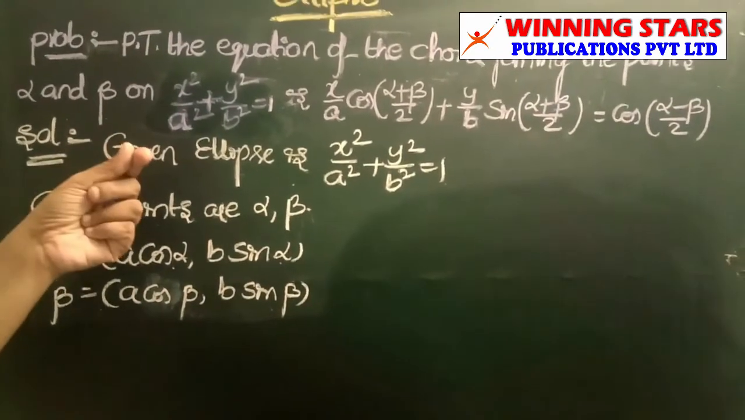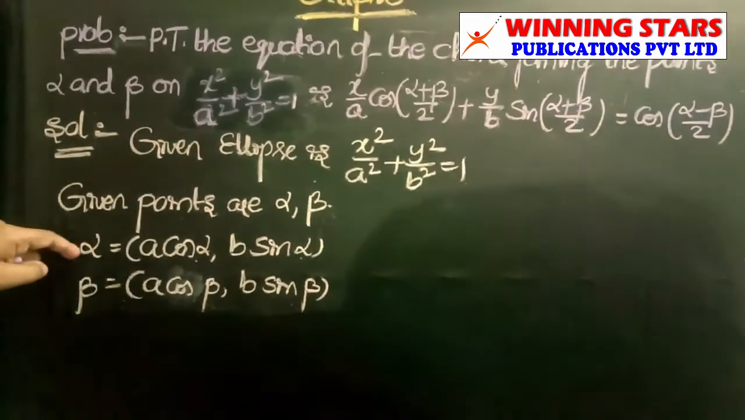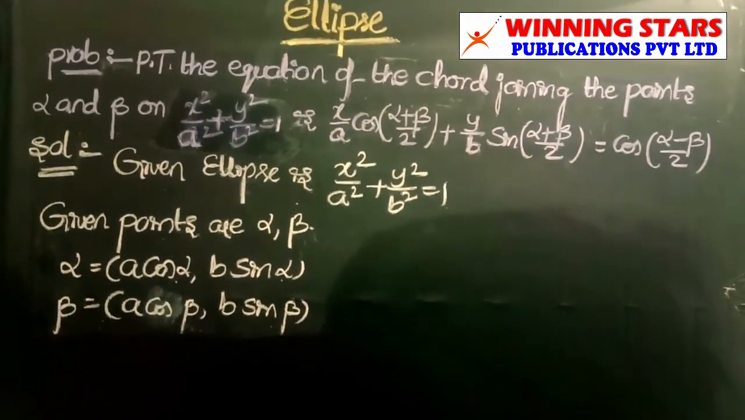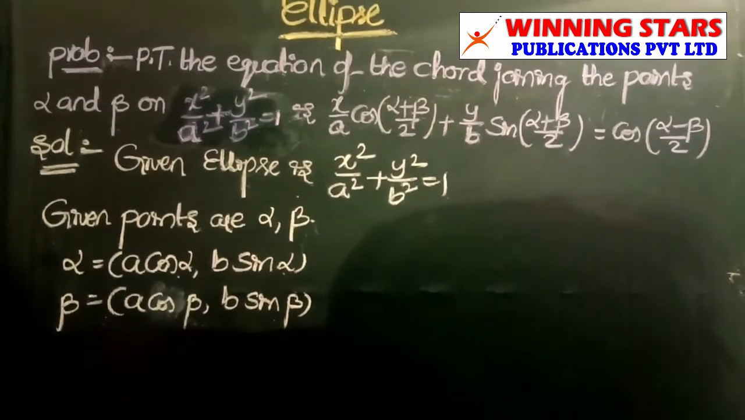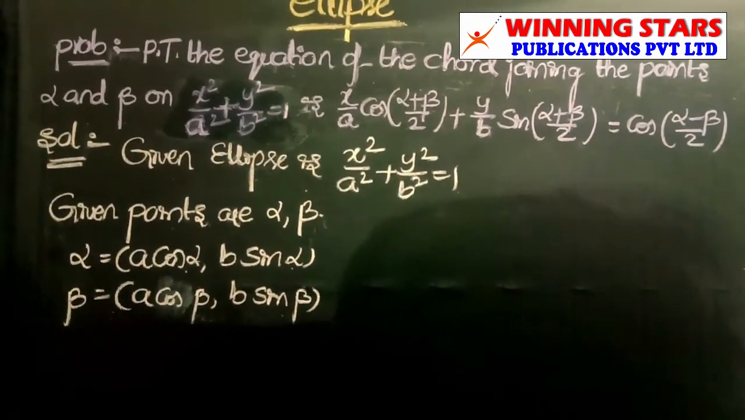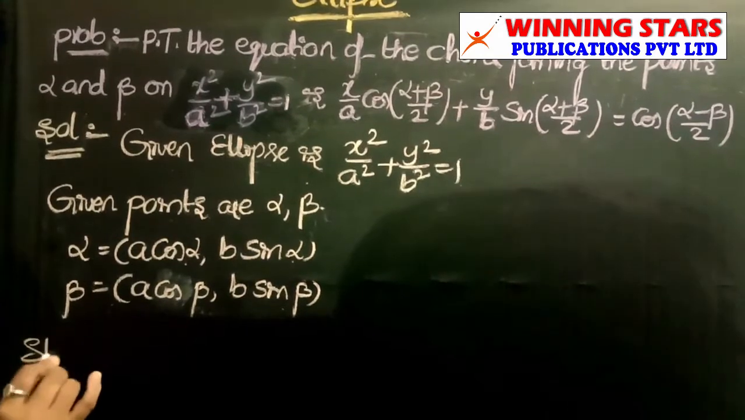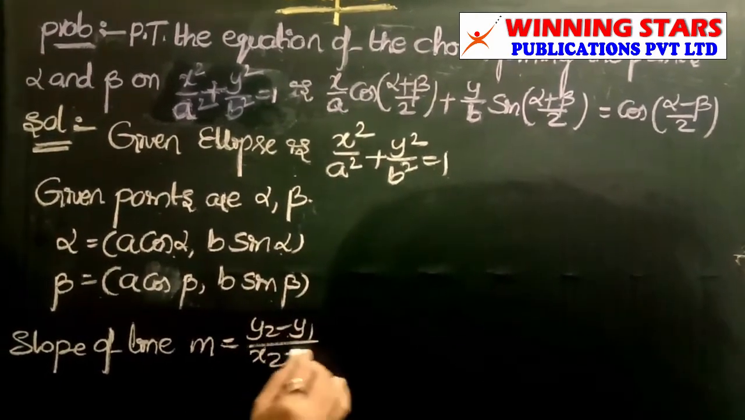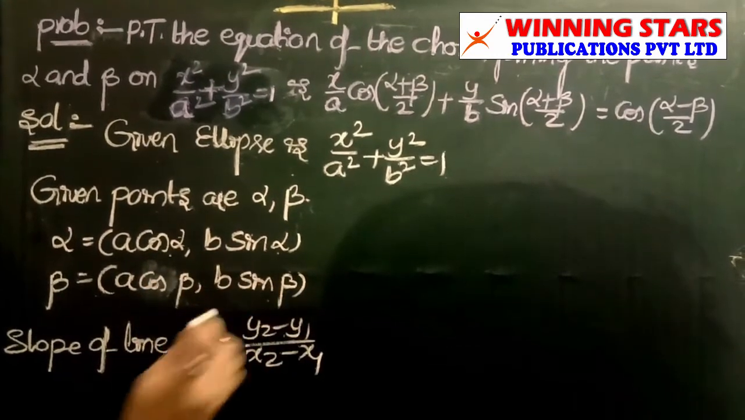Now what is the equation of the chord? Equation of the chord means we want to find the equation of the line passing through these 2 points. So what is the formula? Y minus y1 is equal to m into x minus x1. So to find the equation of the chord, first we find the slope value. That is, slope of the line is equal to, the formula is y2 minus y1 by x2 minus x1. Now replacing the values, this is x1 y1 and this is x2 y2.